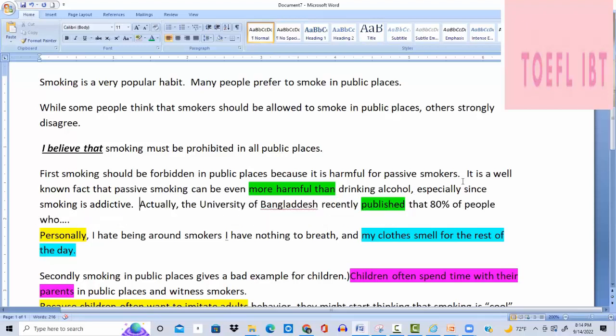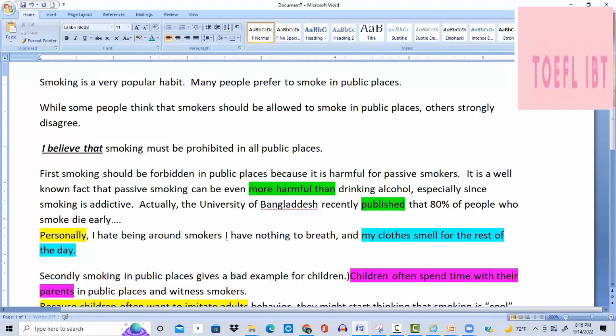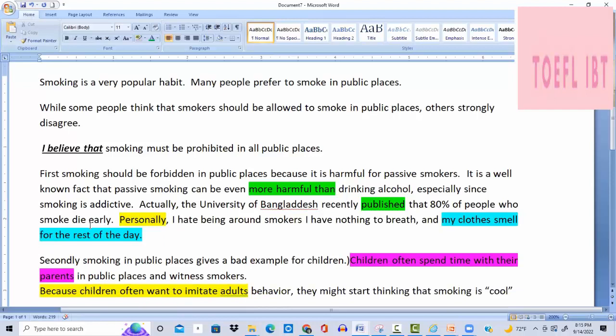So actually the University of Bangladesh recently published these numbers. I made up out of my head. It doesn't matter. No one's going to question whether you're right or wrong. Okay. The 80% of people who smoke die early. It may not be true. Remember, it doesn't have to be true. Here's something personal: I hate being around smokers. I have nothing to breathe and my clothes smell for the rest of the day. Paragraph 1 is done.